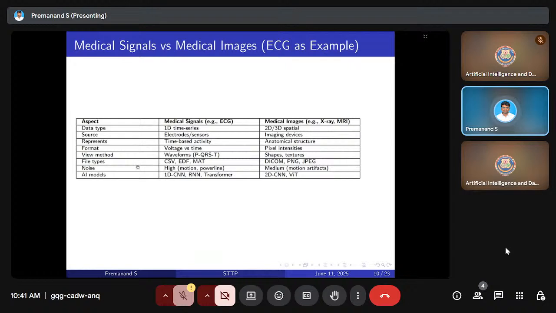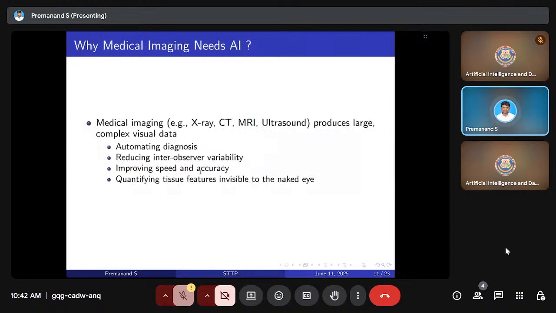So by default, before getting into the modeling part, we need to do pre-processing for 1D signals. We need to do pre-processing for images also, but comparatively it will be less. Why? Because sensors and devices are more prone to noise. So these are the main differences between signals and images. Irrespective of the domain, even in the medical field, the same thing applies.